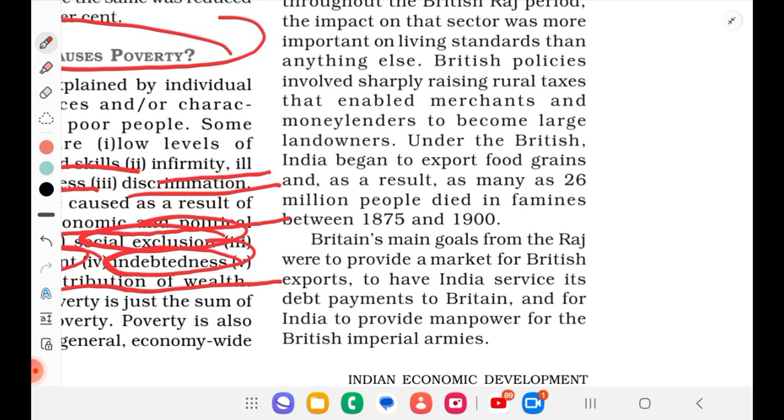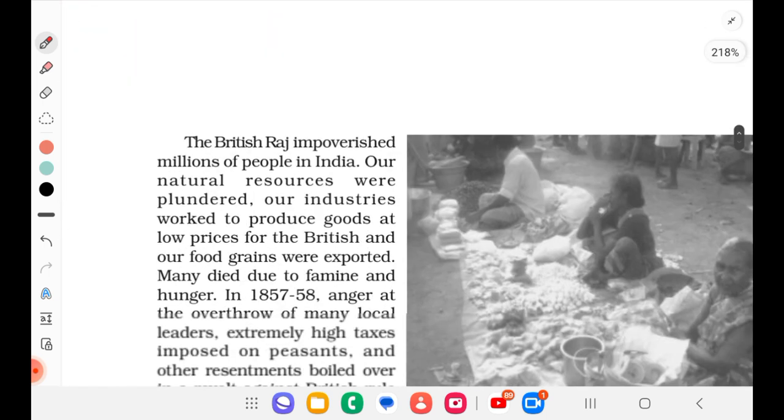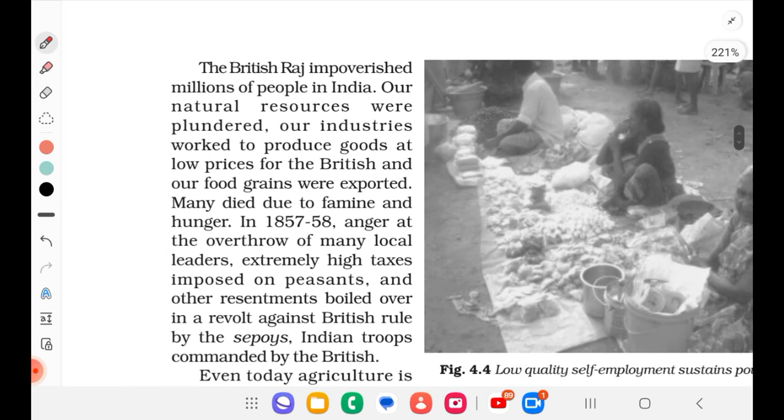Britain's main goals from the Raj were to provide a market for British exports, to have India service its debt payments to Britain, and for India to provide manpower for the British imperial armies. The British Raj impoverished millions of people in India. Our natural resources were plundered. Our industries worked to produce goods at low prices for the British, and our food grains were exported. Many died due to famine and hunger.